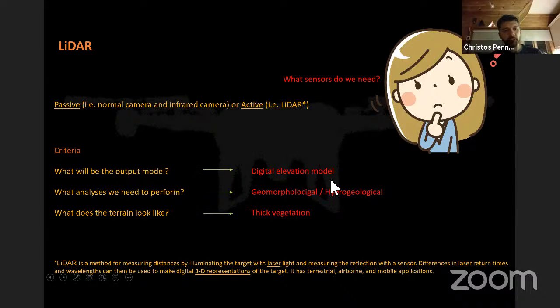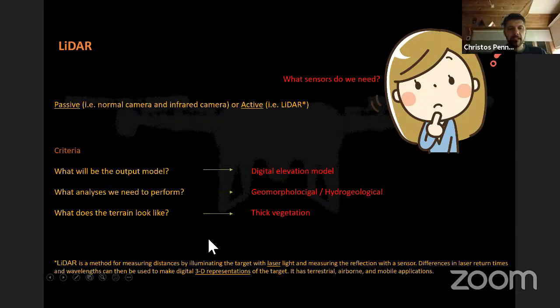What analysis do we need to perform? Geomorphological, hydrogeological, like the topic that we are discussing today. What does the terrain look like? Do we have thick vegetation? Is it bare land? So based on that criteria, if we want to build a digital elevation model and do geomorphological mapping, and we have thick vegetation, we should go for a LiDAR scanner.